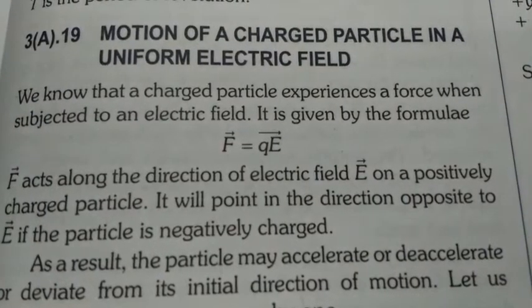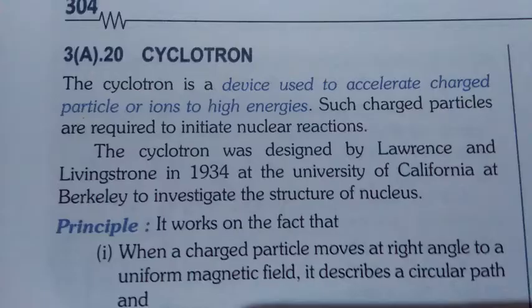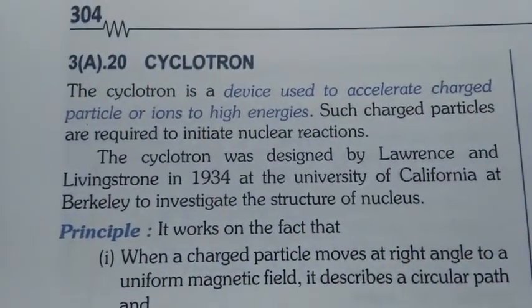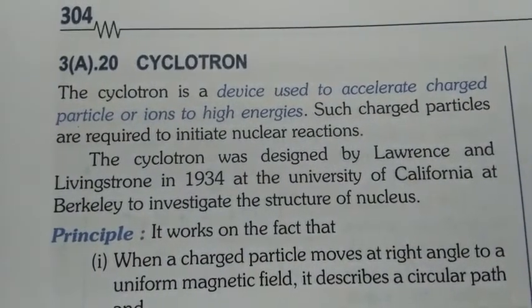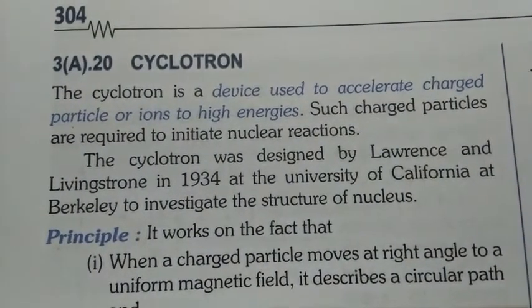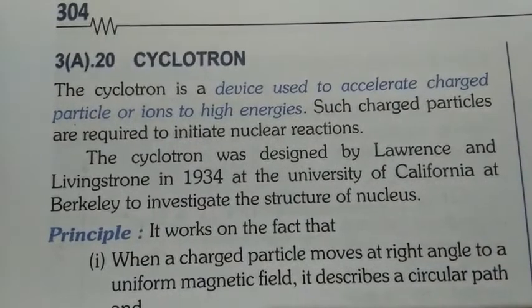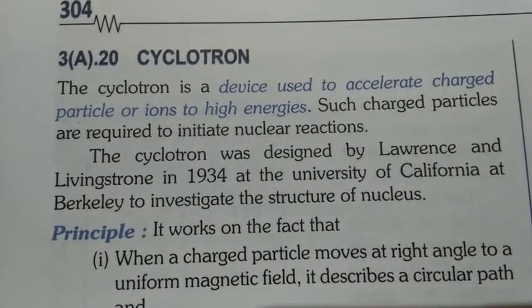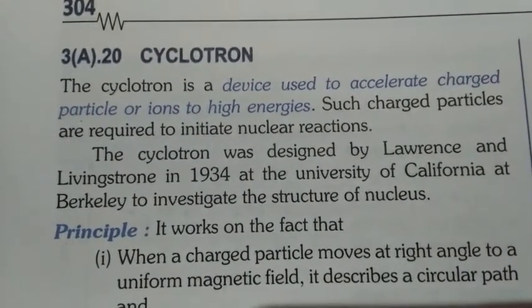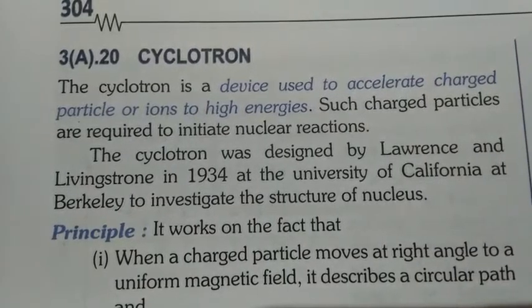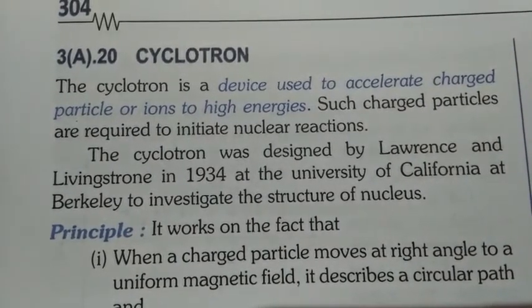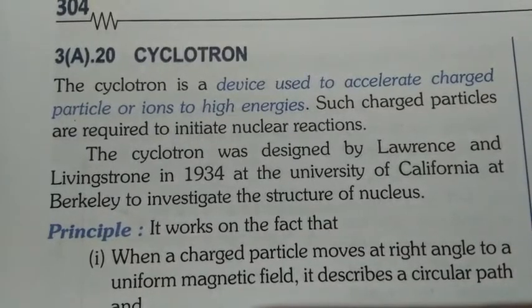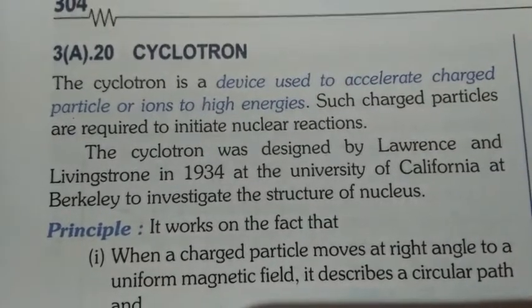Now dear students, whatever we have studied about the motion of a charged particle in a magnetic field and the motion of a charged particle in a uniform electric field, both topics are very important, because now we are going to study the cyclotron, and in the cyclotron both the magnetic field as well as the electric field are present. So if we know how the charged particle behaves in a magnetic field and an electric field, only then can we understand the working and principle of the cyclotron.